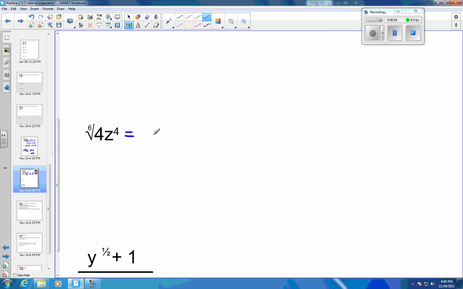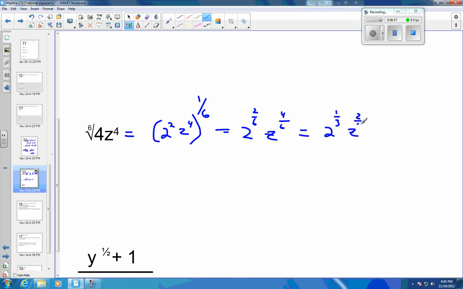So this one is to the 1/6. So 4 is 2 squared, and z to the 4th. And all of that's going to be to the 1/6 power. So that is 2 to the 2/6 power, and z to the 4/6 power. And so when I reduce that, that's going to be 2 to the 1/3 power, z to the 2/3 power.